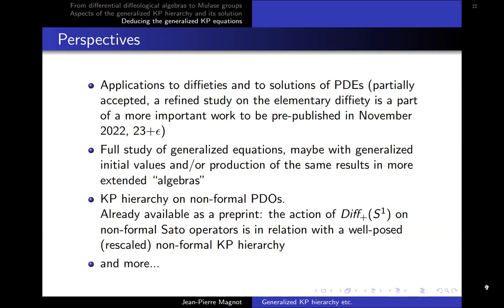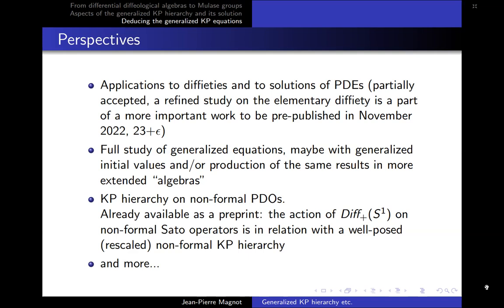Another perspective is, of course, the full study of the generalized equations that I have given in my talk, or generalized equations that are not given in my talk, but given in the papers. So generalized setting, we can imagine many things. The imagination is very rich to generalize everything.